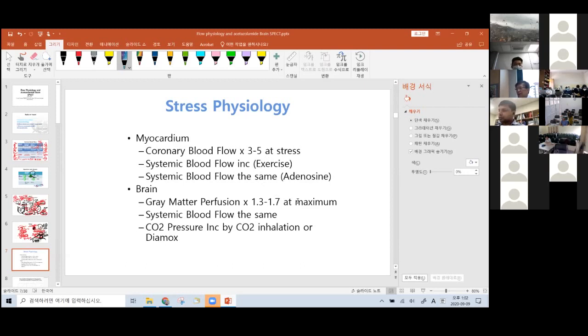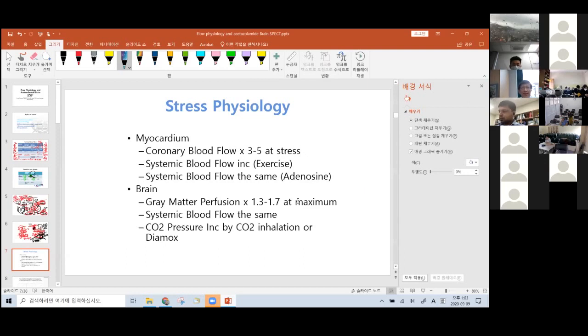So that one slide has everything here. Myocardium, coronary blood flow at stress is 3 to 5 times. For everyone? No, for only young people. For aged people, it's decreasing. Systemic blood flow increases as at exercise. In case of adenosine, no. That's a very important statement. However, in contrast to myocardium, brain gray matter perfusion is just 1.3 to 1.7 at maximum.